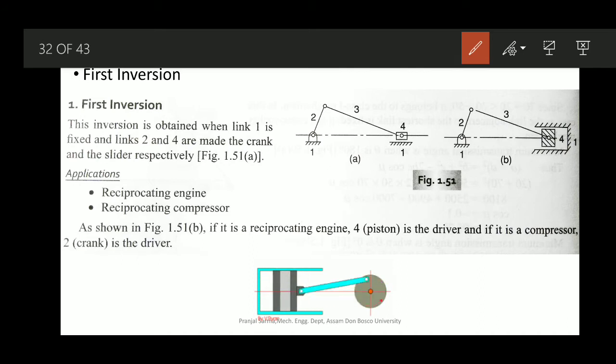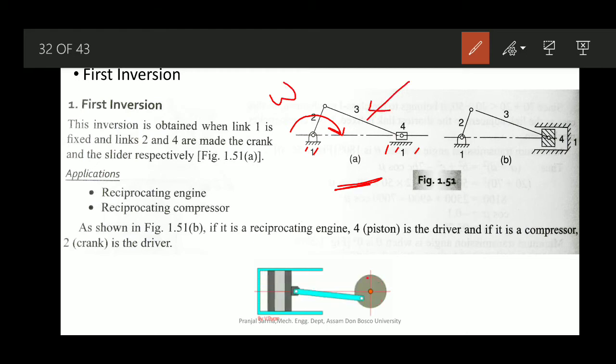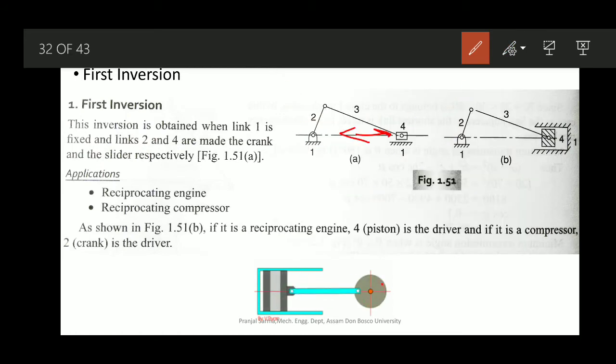If you recall the slider crank mechanism, with respect to this particular figure A we are discussing, this link is the fixed one; this guide is nothing but the fixed link. Link 2 acts like a crank, this is the connecting rod, and link 4 is the slider, which can have a to and fro motion along this direction. This direction is known as the line of stroke direction.